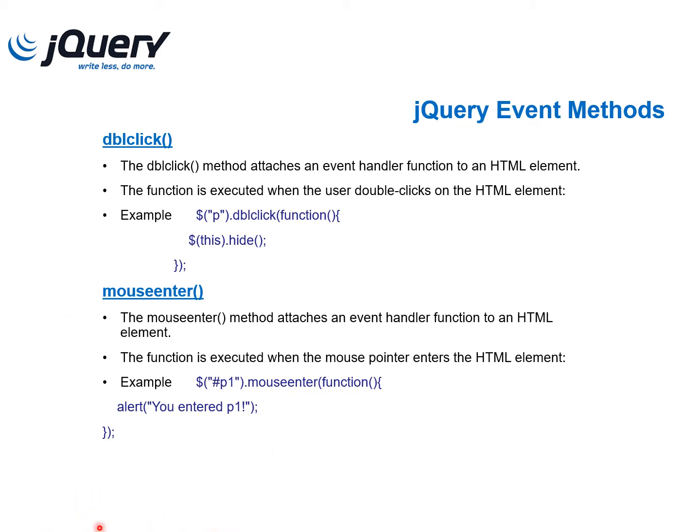So this example is mentioned for an HTML component with ID p1. Whenever the mouse enters an HTML component with ID p1, an alert box will be generated with the message "You entered p1".